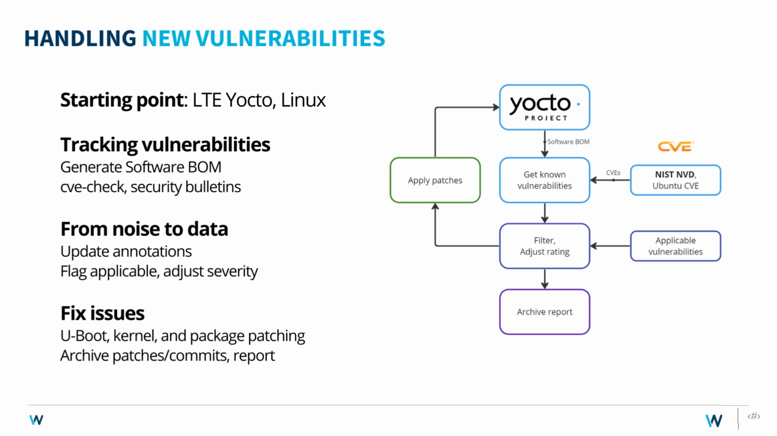The way to approach it here is you'd obviously start from an LTS Yocto distribution, LTS Linux if you can, so covering as much ground as possible in terms of lifetime of your different software components. The first step in that pipeline is to track those vulnerabilities and to get them. Yocto is able to generate a software bill of materials, a manifest, and you can use that manifest to query the NIST NVD, for example, or Ubuntu CVE, and get what vulnerabilities affect the software components that you have.